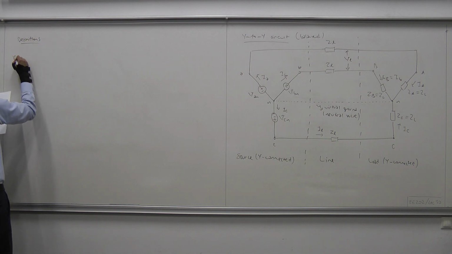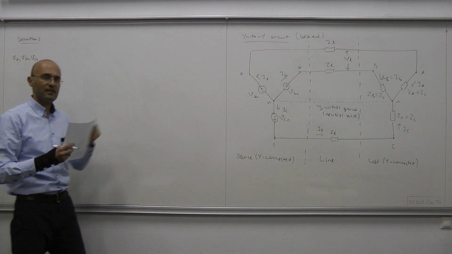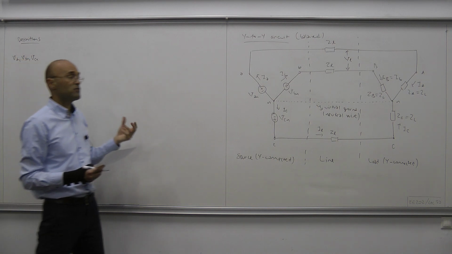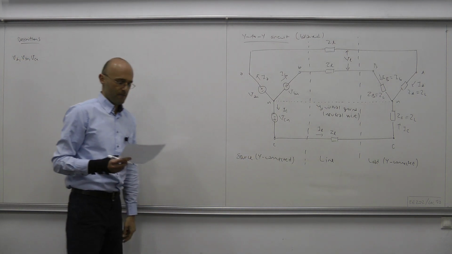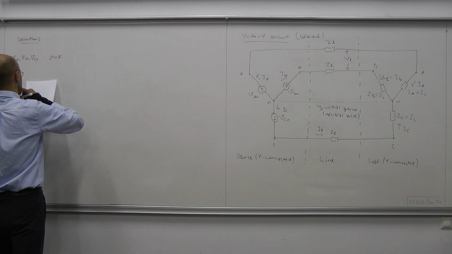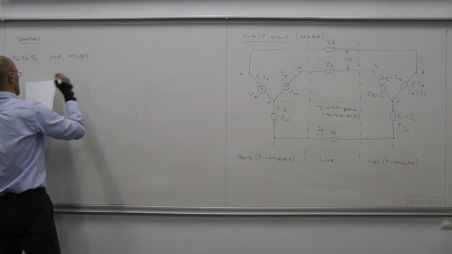We have VAN, VBN, and VCN. The letters are lowercase. Those are the per phase voltages at the source side. Okay, so these are phase voltages on the source side.